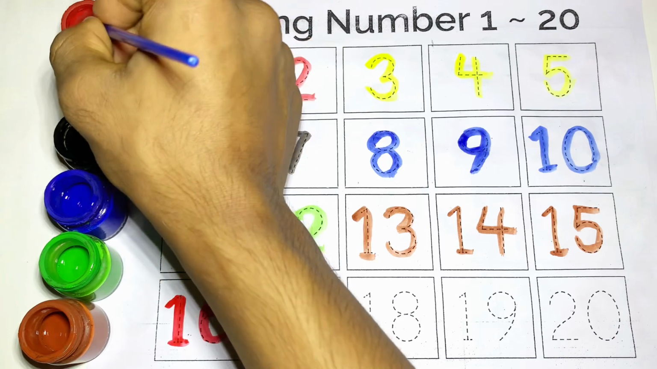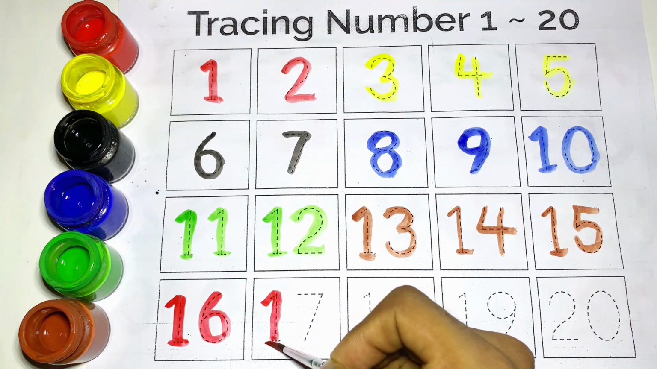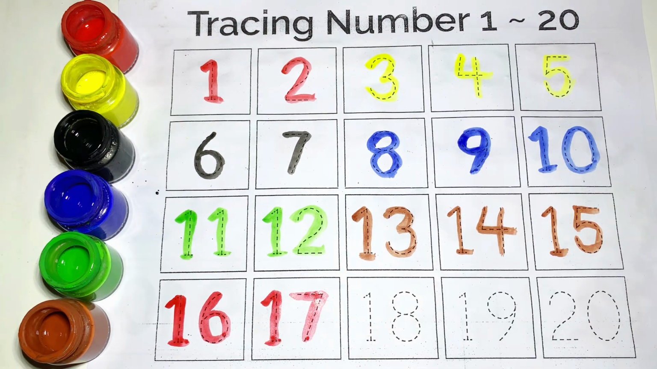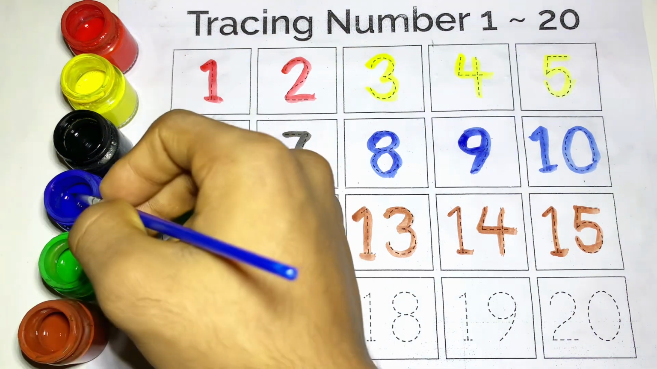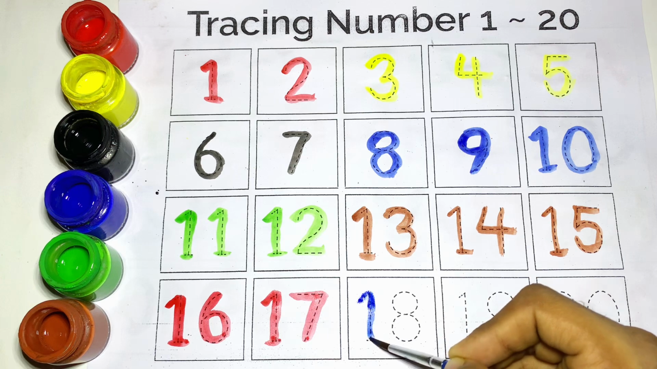Kids, again use red color and draw 17. The number 17. Kids, now draw 18. The number 18, and use blue color.